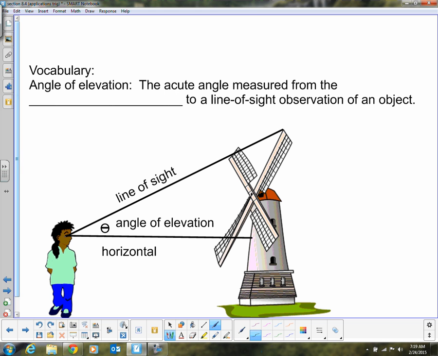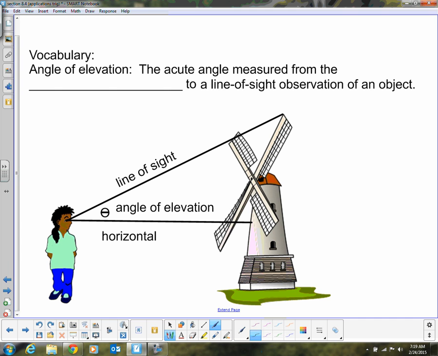All right, so here's some important vocabulary. Angle of elevation is the acute angle measured from the horizontal to a line of sight observation of an object. So this is the angle of elevation. It's always based on the horizontal.